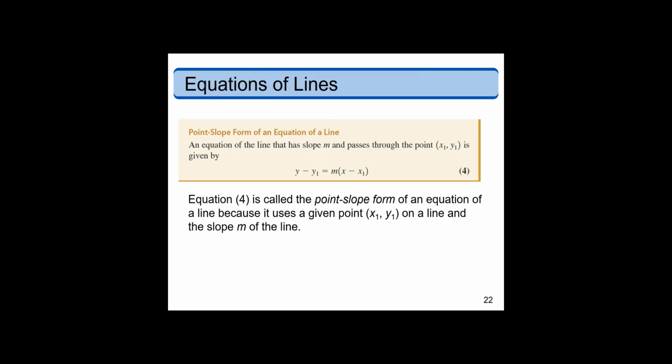Alright, so now let's look at the point slope form of the equation of a line. Let's say we have a line with slope m that passes through the point (x1, y1). The equation will be written as y minus y1 equals m times x minus x1. So given the slope and a point, we can nail down the equation of the line.